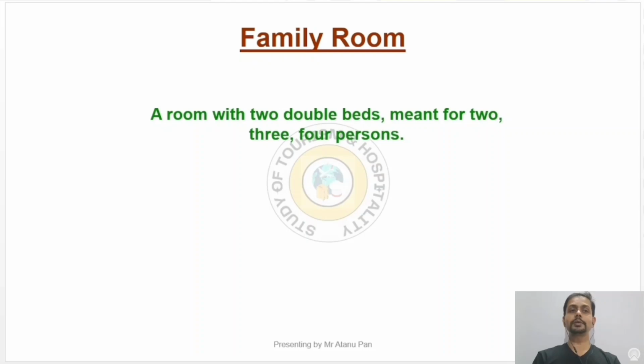Next, a family room, a room with two double beds meant for two, three, or four persons. Okay, for family members, this type of room is basically sold in hotels.